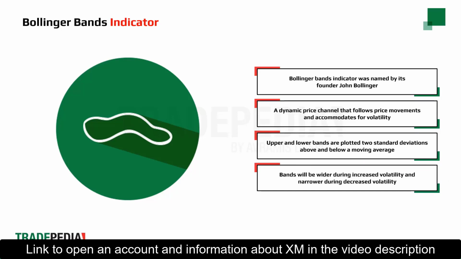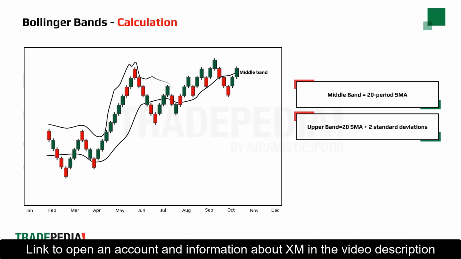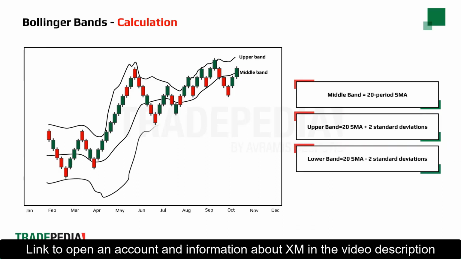Because standard deviation measures volatility, bands will be wider during increased volatility and narrower during decreased volatility. The middle band is the 20-period simple moving average. The upper band is plotted 2 standard deviations above the 20-period simple moving average. The lower band is plotted 2 standard deviations below the 20-period simple moving average.